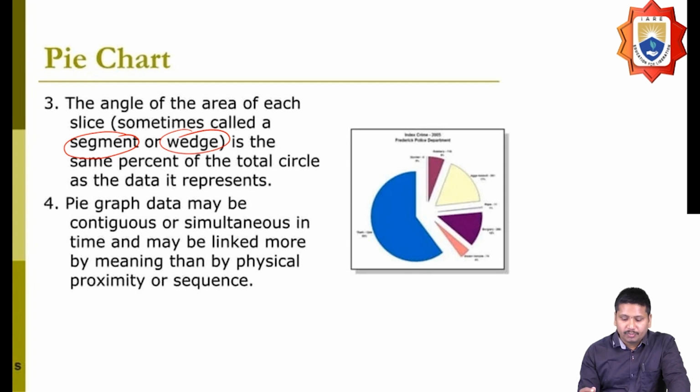This pie graph data may be either contiguous or simultaneous in time, which may be linked more by meaning than by physical proximity or sequence. So this angle is normally called a segment, or sometimes a wedge. These are some of the conventions of the angle of the slices of the pie chart. The pie graph data may be contiguous or simultaneous with respect to time, and it should also be linked by meaning more than by physical proximity or sequence.